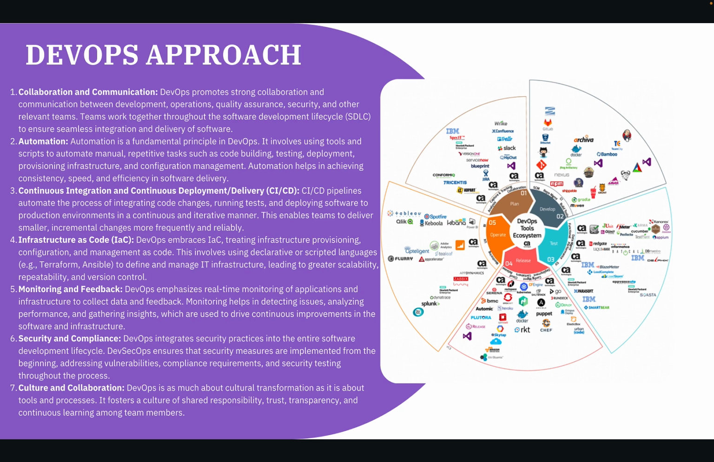In the DevOps approach, first there is collaboration and communication. DevOps promotes strong collaboration and communication between the development teams, operations teams, quality assurance, security, and other relevant teams. Next, automation works fine. Automation is a fundamental principle in DevOps. It involves using tools and scripts to automate manual, repetitive tasks such as coding and building, testing, deployment, provisioning infrastructure, and configuration management, which helps achieve consistency. So CI/CD, continuous integration and continuous deployment and delivery, will happen at speed. That's why DevOps is a good approach.